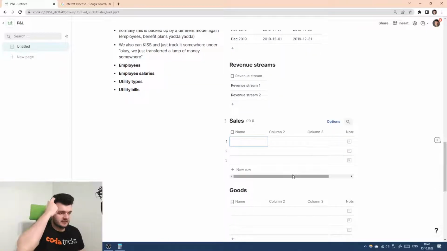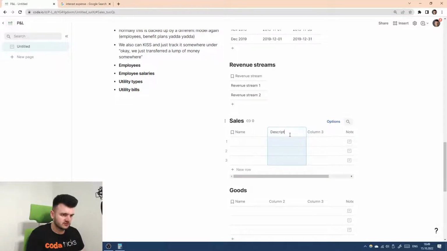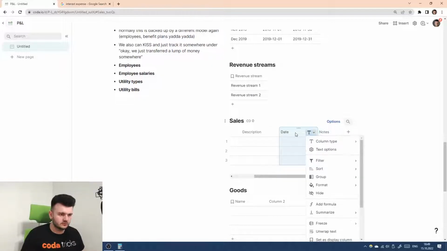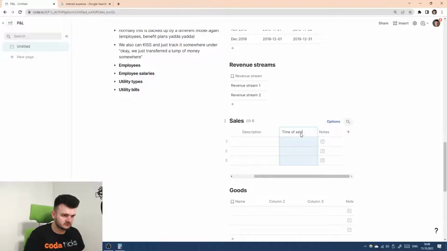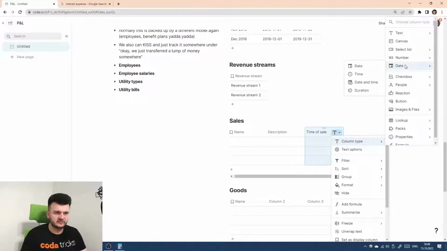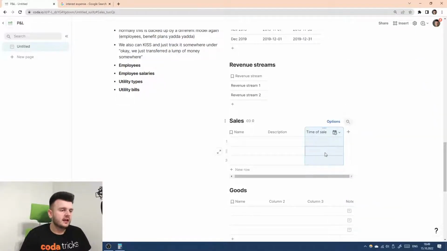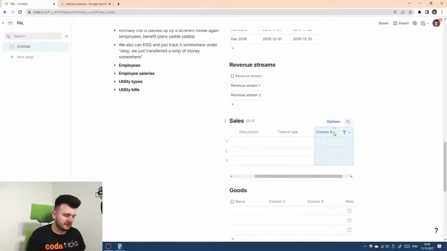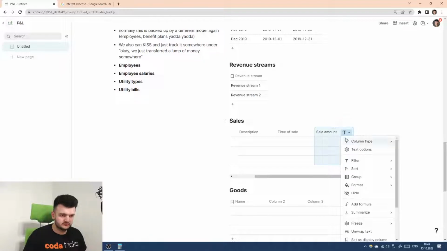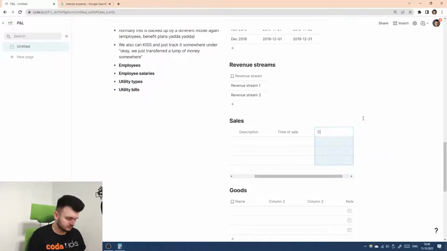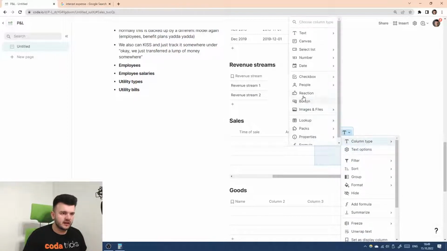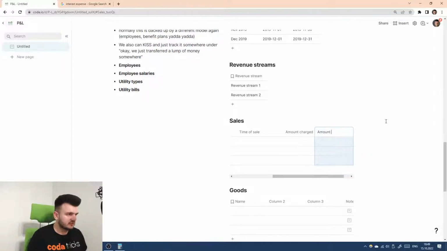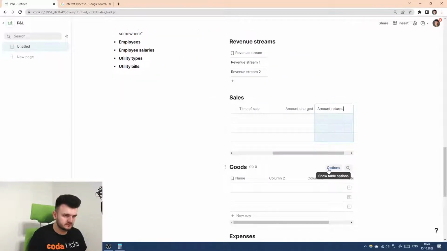And then we have sales. Of course, we have some description. We have a date or the time of sale, and this perhaps is a date time. We will have a sale amount or charged amount. And then we talked that we will also have an amount returned, refunded, or discounted from each particular sale.